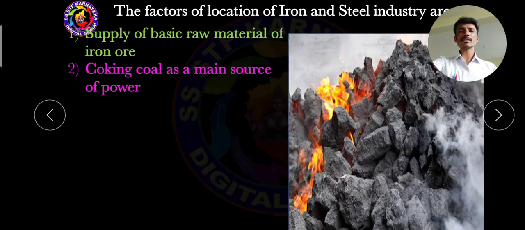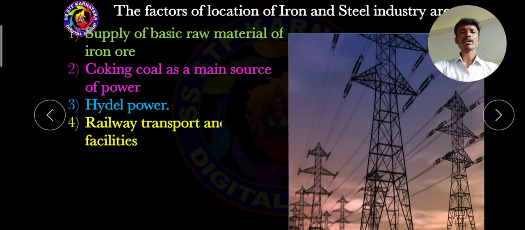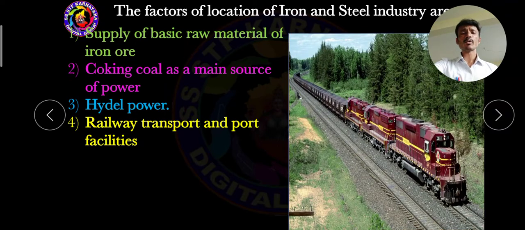When the coal is heated, it leads to power. By utilizing that power, the iron and steel industries run. So coking coal is the main source of power. Apart from that, solar power and even hydroelectric power have to be utilized to run the iron and steel industry. Then ideal power is needed for the industry. And railway transport and port facilities.